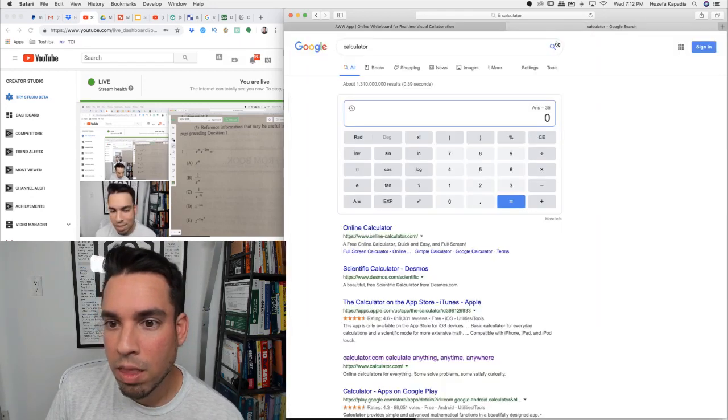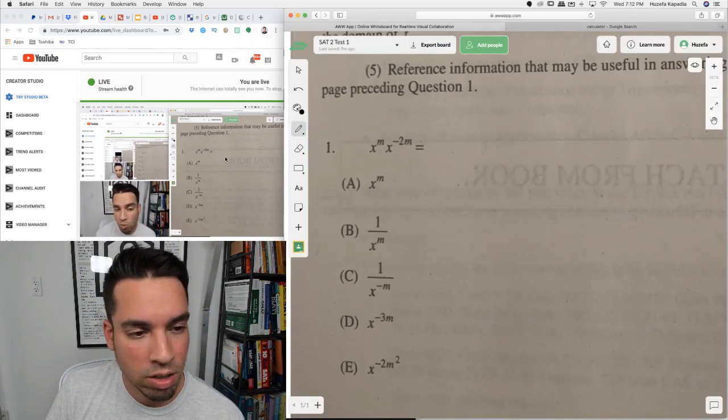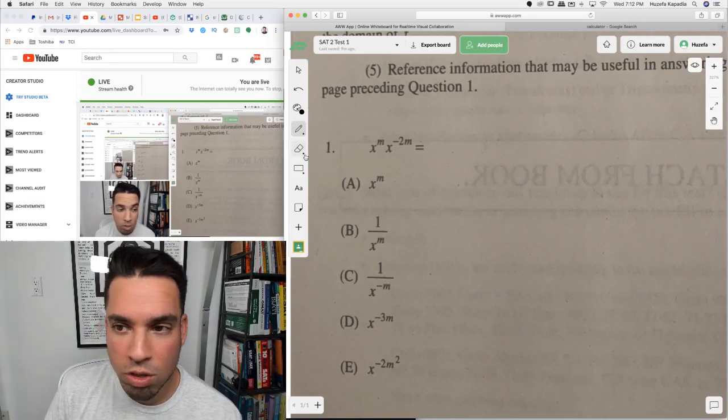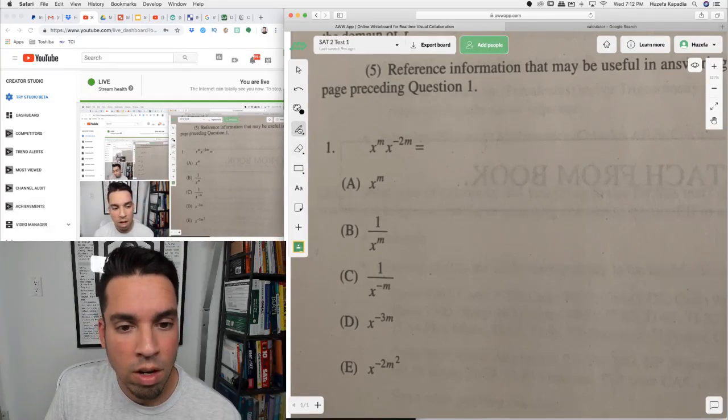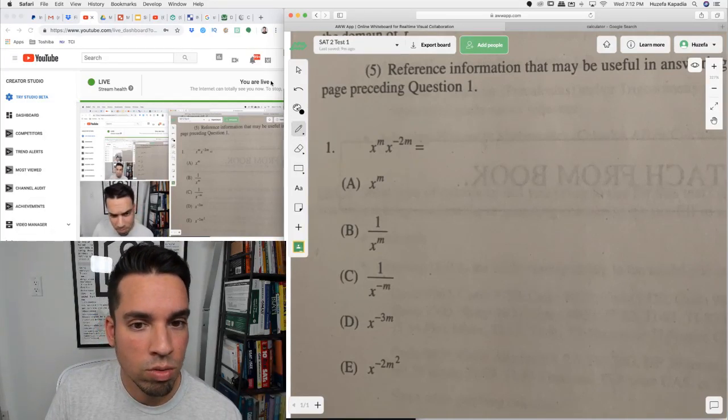Here we go. We got a calculator because this is a calculator test. They even use a graphing calculator, so I might need to use Desmos. We'll see. And that's it. Without further ado, let's begin. We're going to set a timer.